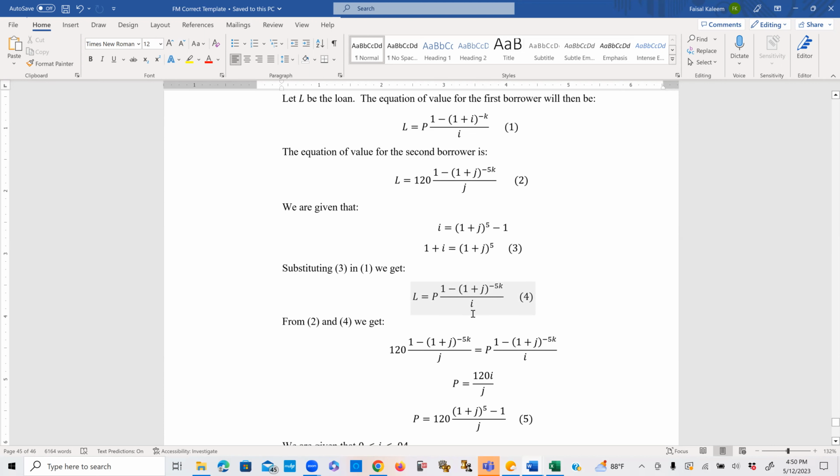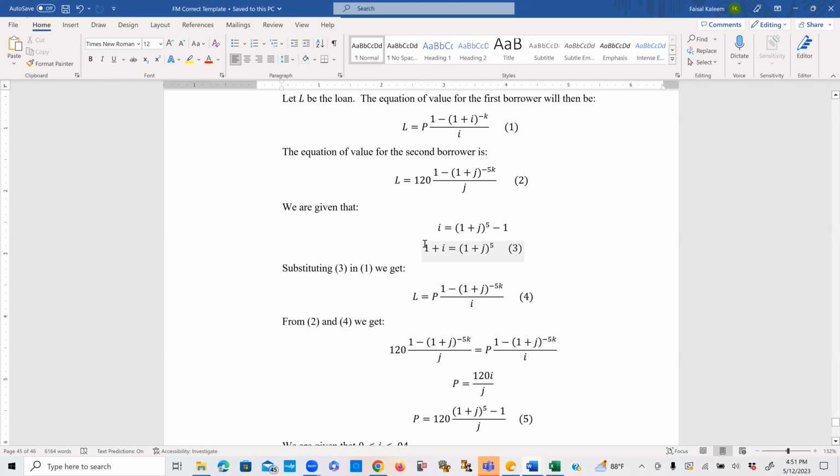From 2 and 4, we have not yet gotten it in terms of just one interest rate. We still have I's and J's running around, but we are taking steps towards that. From 2 and 4, we see that 2 says 120 times this whole quantity equals L, and 4 says this whole quantity equals L.